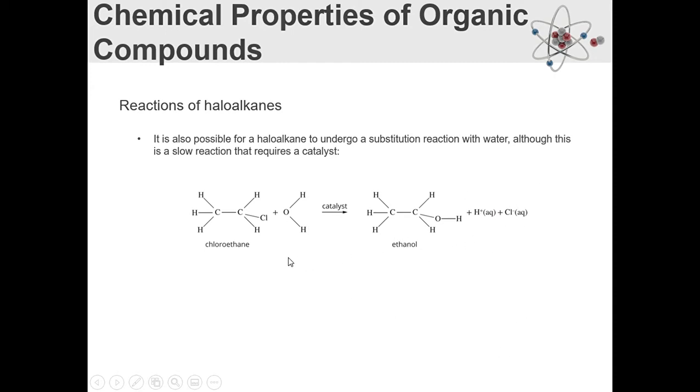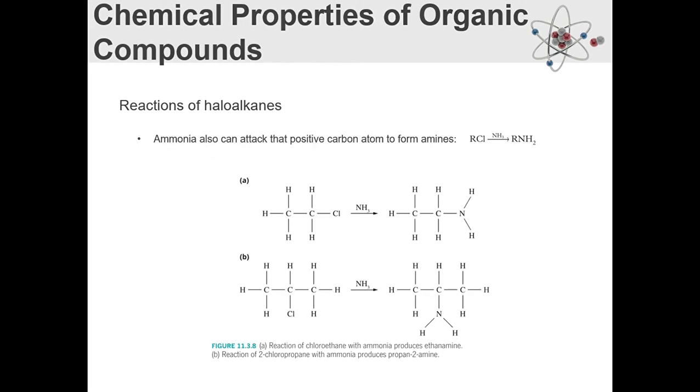I think common catalysts for this are nitrogen, and sometimes this also has to occur in the presence of sulfuric acid, making it a particularly complex and difficult reaction to separate. So we also have ammonia can attack the positive carbon atom to form amines. Cl out, NH2 in, or here, Cl out, NH2 in. Doesn't really matter where it is.